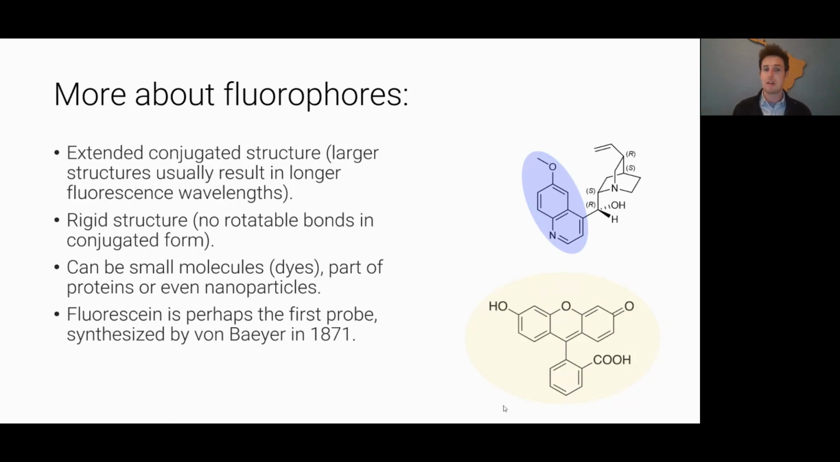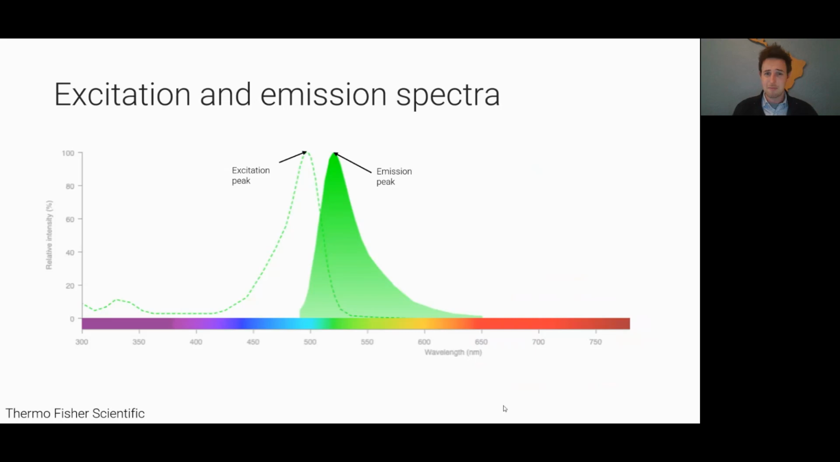And these molecules typically are quite rigid because they're aromatic, and so their pi orbitals kind of lock into place. And typically these are small molecules, what we might call dyes, but you can even get fluorescent proteins, fluorescent nanoparticles that we'll chat about in a bit. And a very famous fluorescent probe, besides the quinine that I mentioned a bit earlier, is fluorescein, which was first synthesized about 150 years ago. And that really kick-started all these explorations into fluorescence.